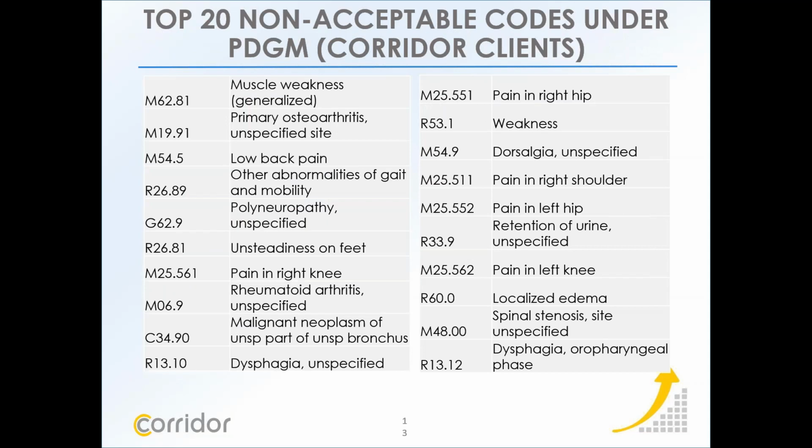So what we've done here is we've actually pulled a report of all of our quarter clients and have the top 20 non-acceptable codes that are being used currently by our quarter clients. And of course, as you see here, the number one non-acceptable code we see is muscle weakness. Big shocker. I know we see that all the time. So muscle weakness is deemed as a non-acceptable code. As of January 2020, it will no longer be allowed to be placed as primary.